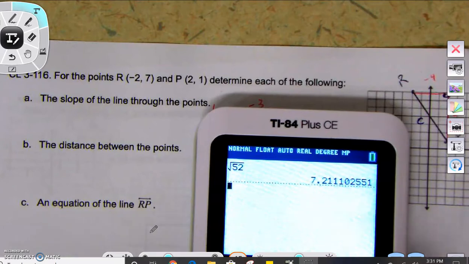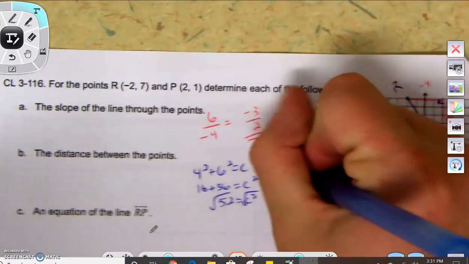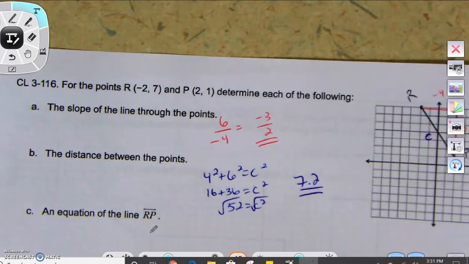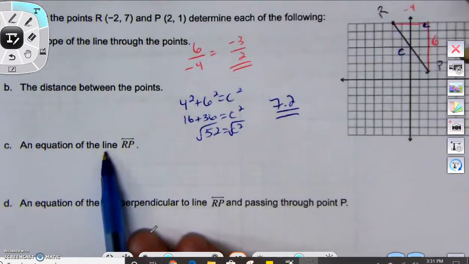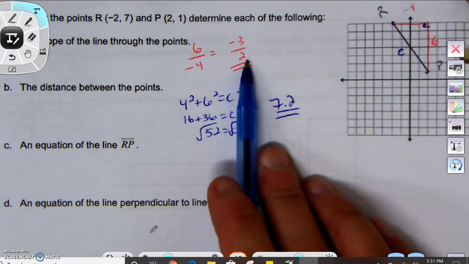If I look at the one after it, that's not going to bump up to 2. So we end up with 7.2 for that side. And then if I want to write the equation, we know we need to know the slope and the y-intercept. I have the slope of negative 3 over 2, but we need to be able to figure out our y-intercept.